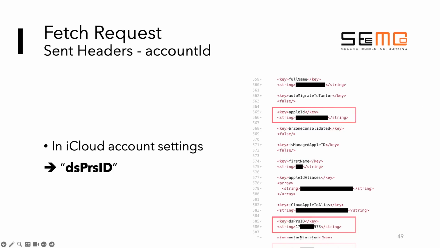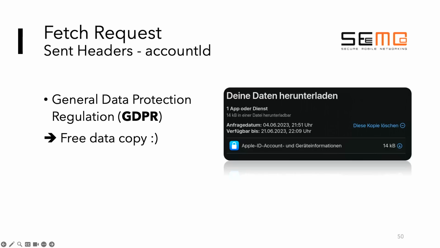In that tweet, again, they claim that this ID, now in that screenshot, it's called DS Personal ID, is directly linked with all your data Apple has about you. So like your full name, your email address, and everything. And to verify that our account ID is really directly linked with all my account data, I used a very powerful tool we have here in Europe, or in Germany, which is the General Data Protection Regulation, because we can simply request a data copy from Apple containing all the data which they have about me.